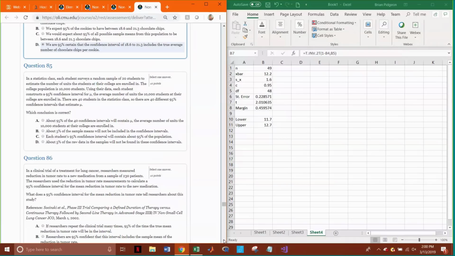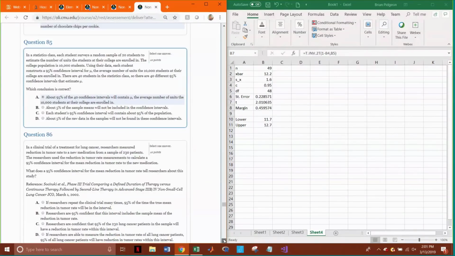In a statistics class, each student surveys a random sample of 20 students to estimate the number of units the students at their college are enrolled in. The college population is 10,000, so using their data, each student constructs a 95% confidence interval for mu, the average number of units the 10,000 students at their college are enrolled in. There are 40 students in the statistics class, so there are 40 different 95% confidence intervals. So, which of the following is correct? Well, about 95% of the 40 confidence intervals will contain mu, the average number of units that 10,000 students at their college are enrolled in.